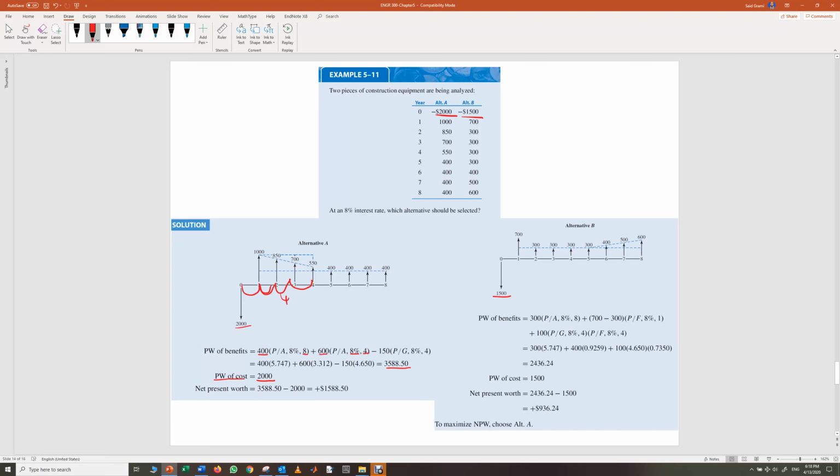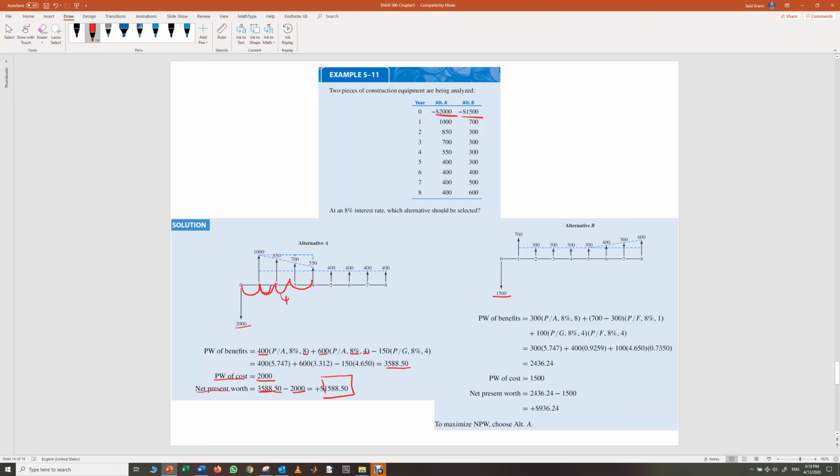So the net present worth is the difference between the present worth of benefit minus the present worth of cost. So it's 3,588.5 minus 2,000. So we get a benefit of 1,588.5. So this is for alternative A.